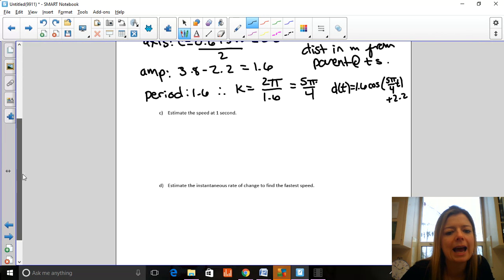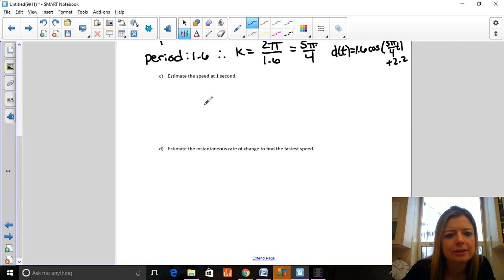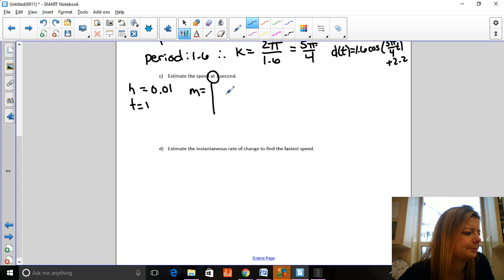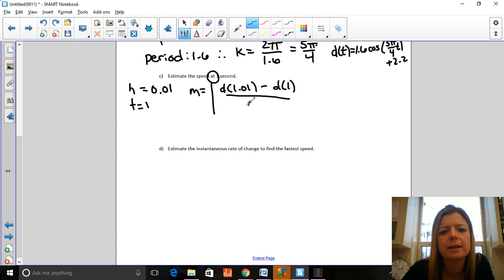So estimate the speed at 1 second. So as soon as you say at, you should think that's instantaneous rate of change. So you let your h be some small value, like 0.01. Okay? So, and our t is 1. So our slope then is the absolute value of d(1.01) minus d(1) divided by 0.01. Okay, and you get a slope of 4.53 meters per second.